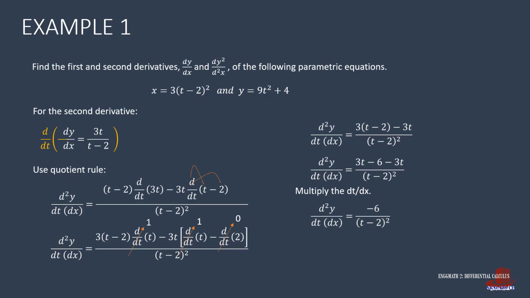Now is the time to multiply by the reciprocal of dx over dt, which is 1 over 6 times t minus 2. This cancels out 6, giving the final answer for the second derivative of y with respect to x as negative 1 over the cube of t minus 2.